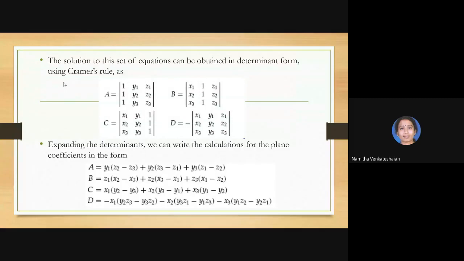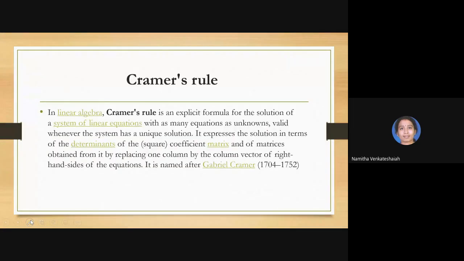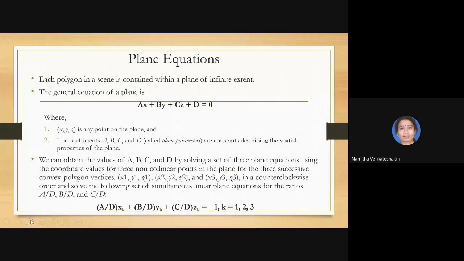So look here, if you have equations like this, as I said, we have three equations. This is the general equation. If you replace x with x1, x2, x3, you will have three equations.